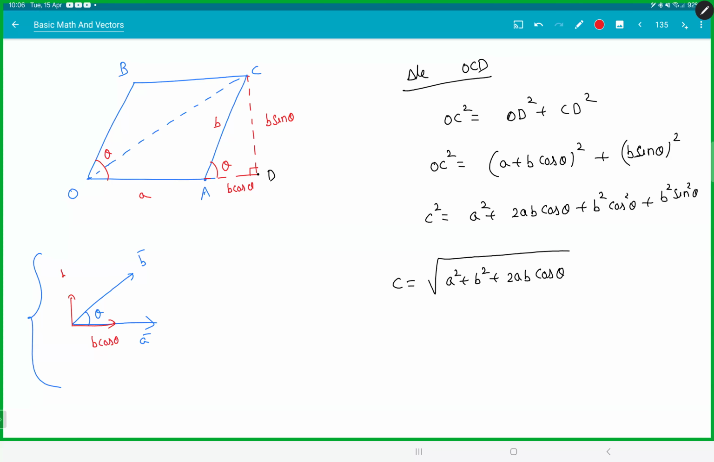I'll resolve this into B sin theta. So this becomes horizontally A plus B cos theta, and vertically B sin theta. And what is the resultant for this? The resultant will be root over (A plus B cos theta) whole square plus (B sin theta) whole square. Exactly the same thing we got. See, there is no difference.